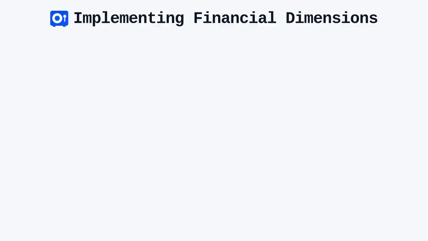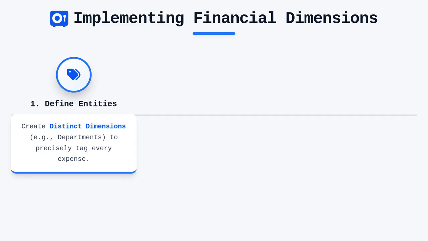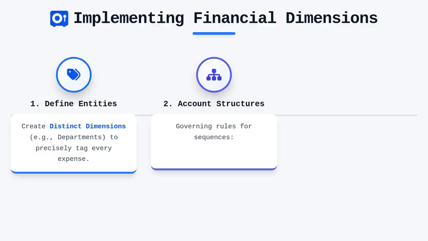To implement this, you must first define the financial dimensions as distinct entities within the system. You might establish a dimension for a department, ensuring that every expense can be tagged to the specific group that incurred it. Once defined, these dimensions are grouped into account structures, which act as the governing rules for how combinations of accounts and dimensions are allowed to behave.